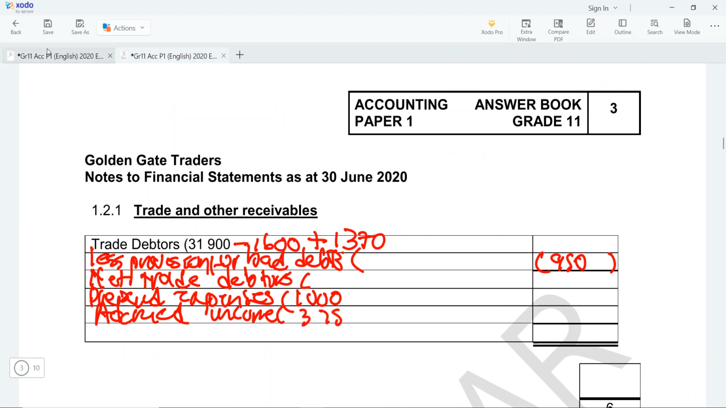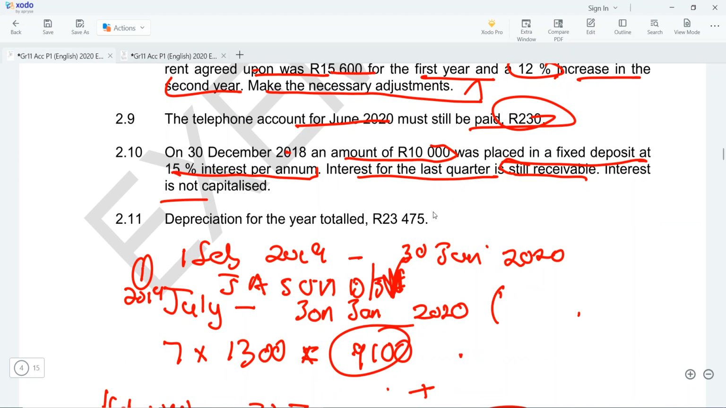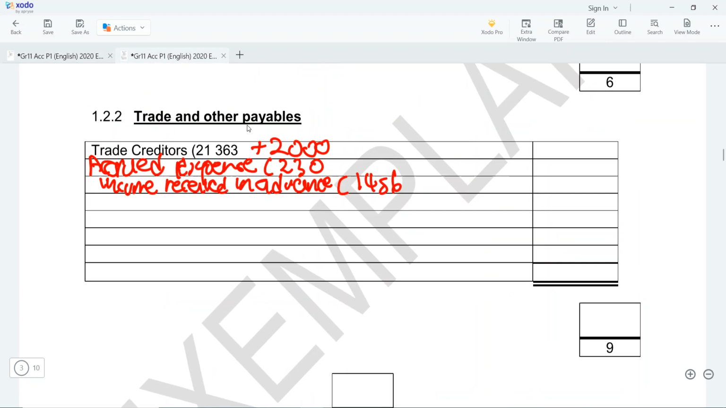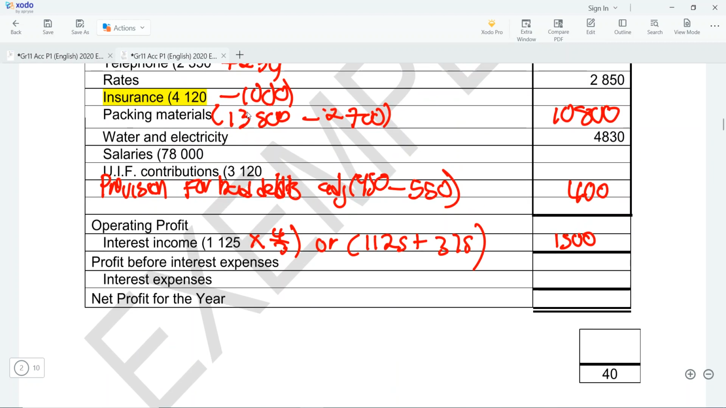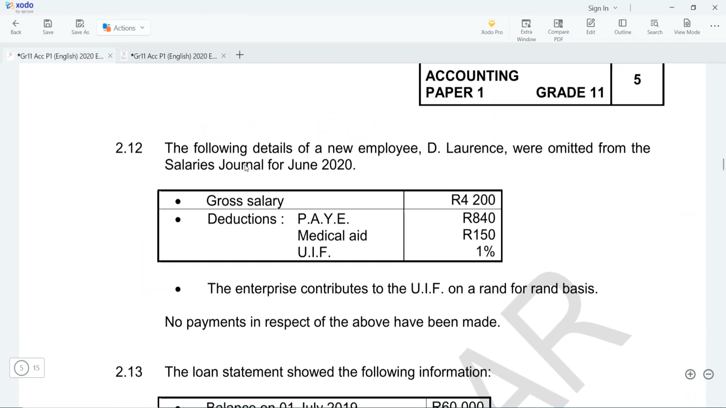What are they saying? Depreciation for the year totaled to 23,475. You take it straight, you know it's an expense, so you come here, say depreciation, and you'd have 23,475. Then you're done, you get your free 1 mark. Okay, then we can continue here. They're saying that the following details of a new employee, D.